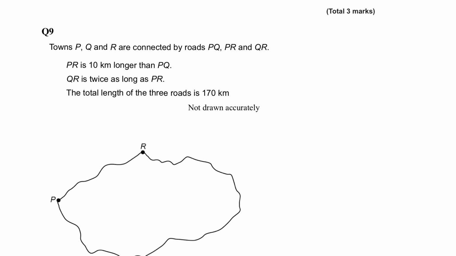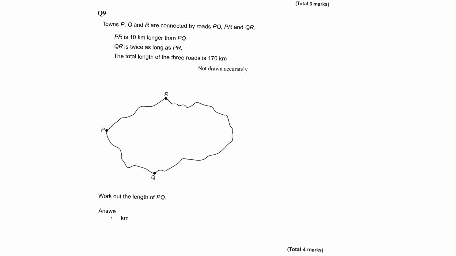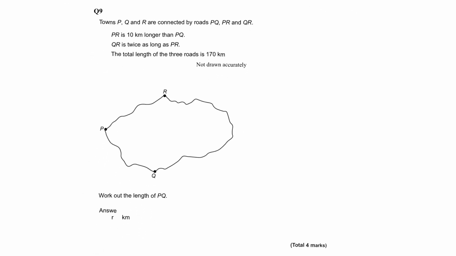Right, so then looking at question 9 now. Question 9 has towns P, Q, and R, and they're connected by these roads. It says PR is 10 kilometers longer than PQ, QR is twice as long as PR, and the total length of the 3 roads is 170 kilometers. It wants us to work out what the length of PQ is.